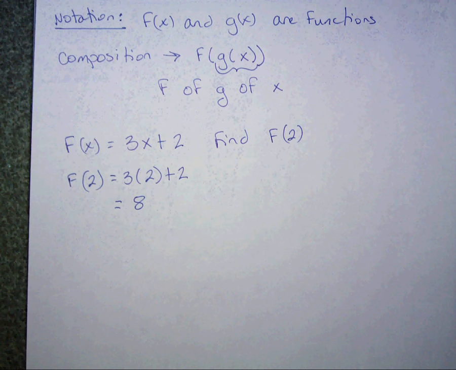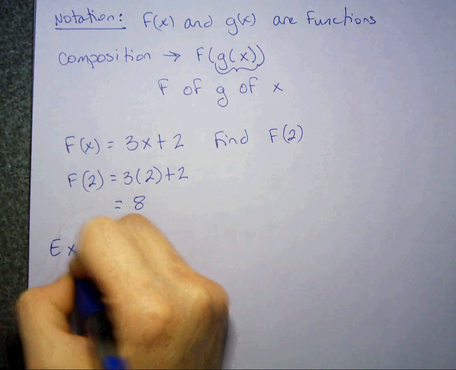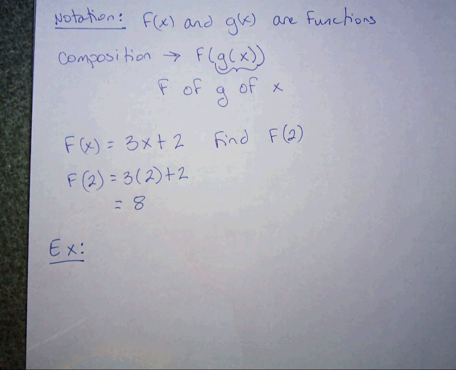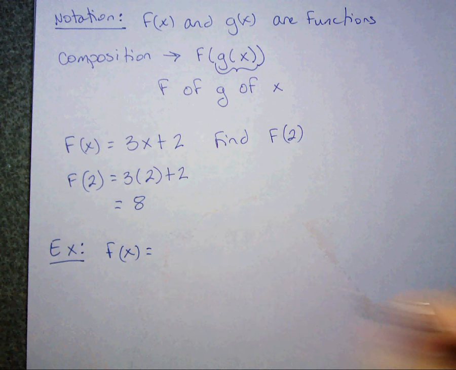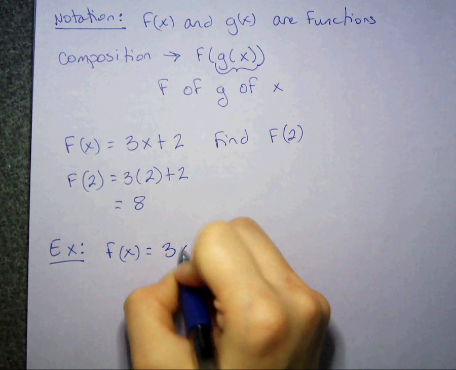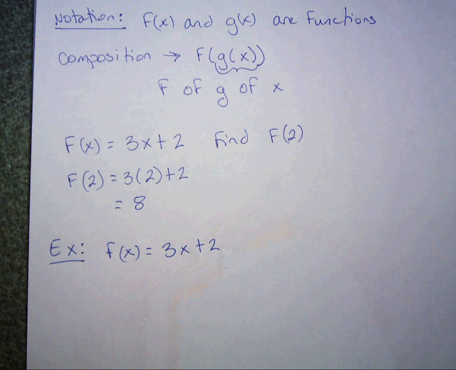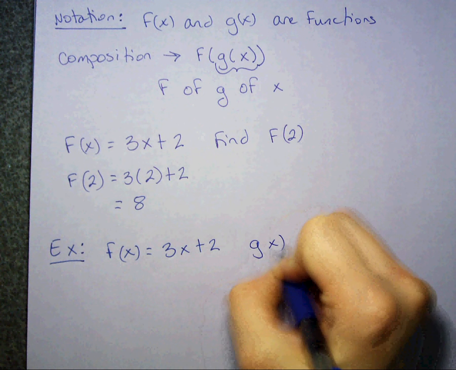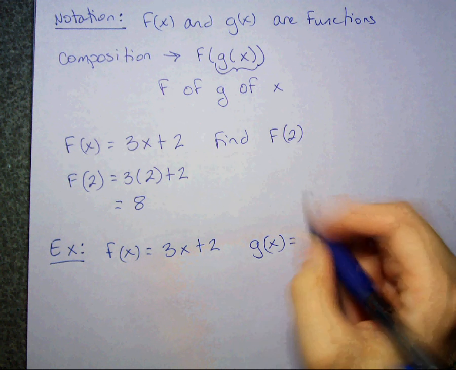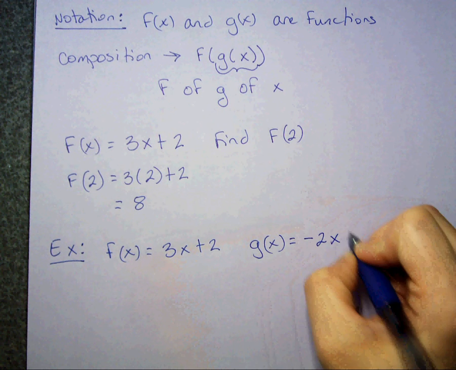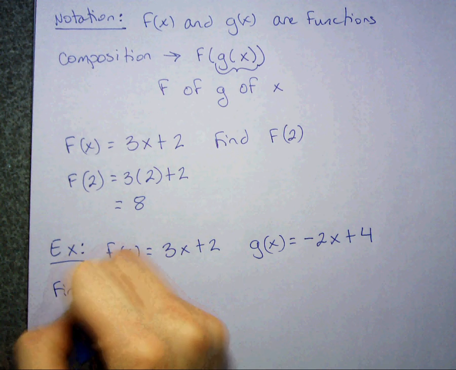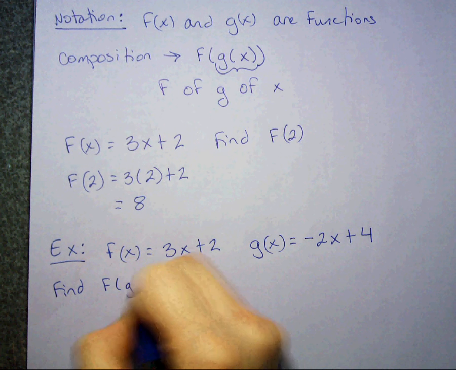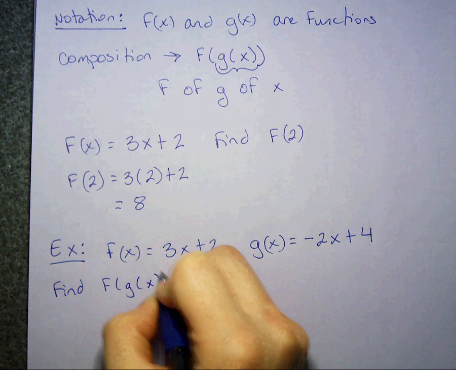I've got to have two functions. So we're going to say f of x is, we're going to stick with the same function, 3x plus 2. We'll start off with a fairly easy one. And g of x, let's let that be negative 2x plus 4. There we go. And so I want you to find f of g of x.